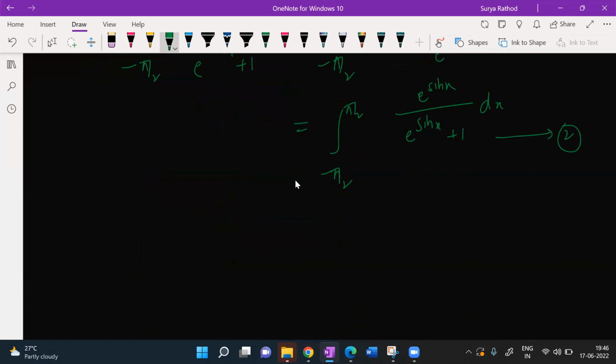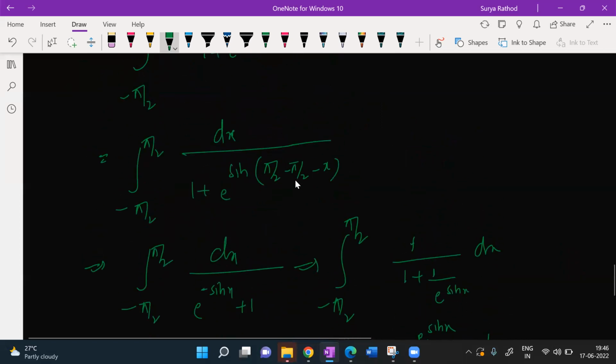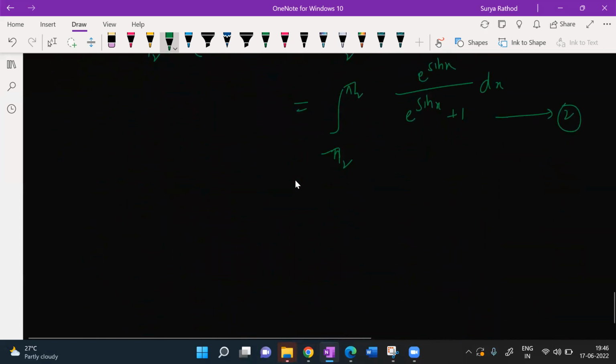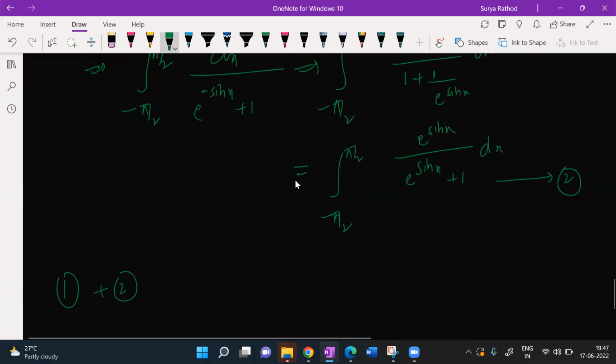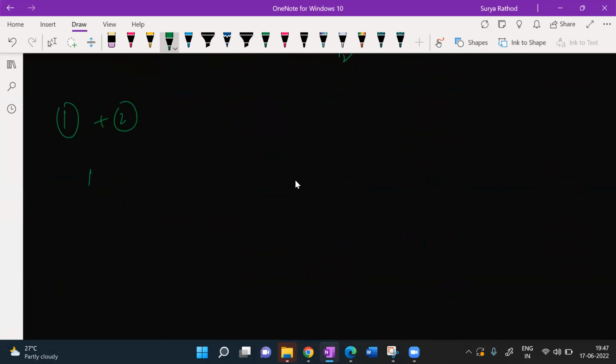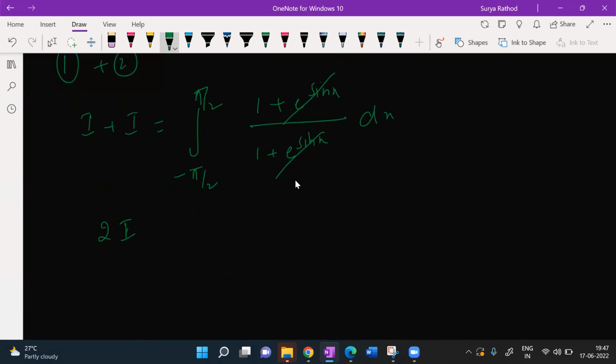So what am I doing here now? Since the denominators of the first and second equations are the same, I'll be adding them. I think you have solved lots of questions based on this. This is also I, right? So I plus I, beta, becomes 2I, integral from minus pi by 2 to pi by 2. See, this is all based on the properties. 1 plus e to the power of sin x dx, this will get cancelled. So 2 times I here is equal to 1 into dx.